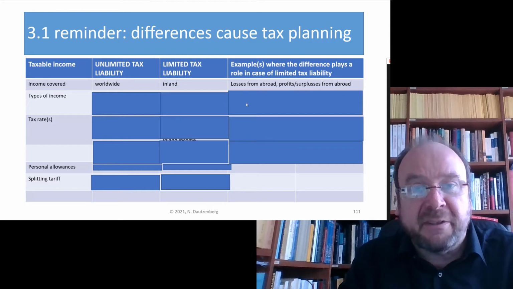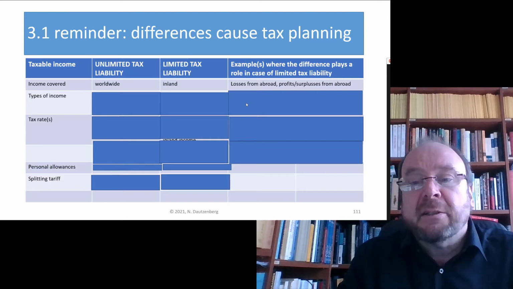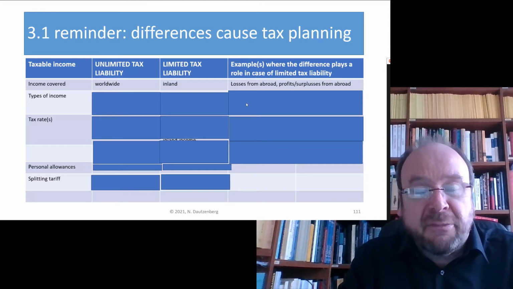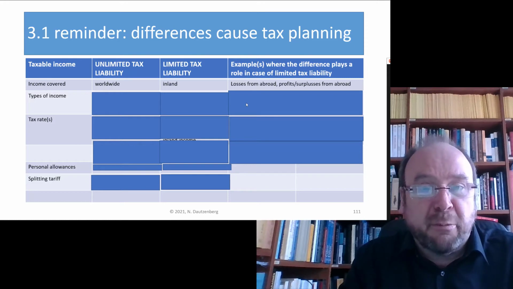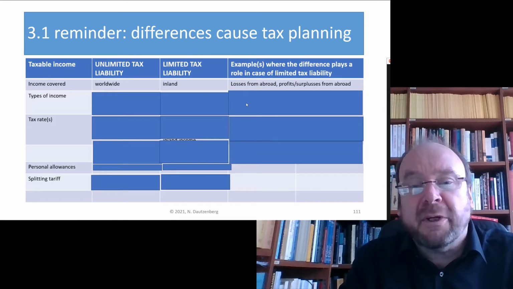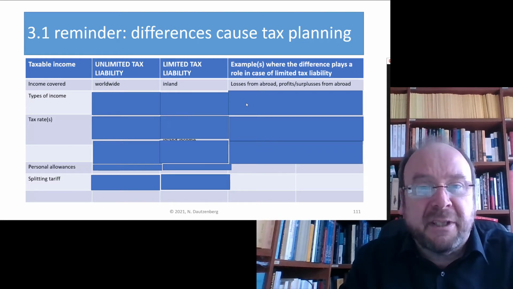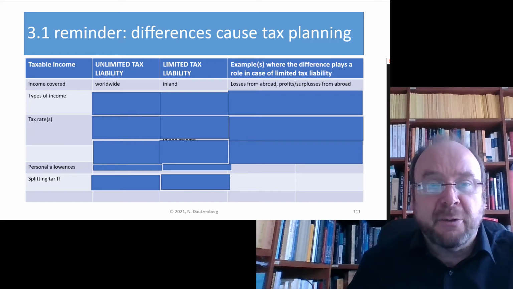Then differences may also lie in losses from abroad. If we have an unlimited tax liability, losses from abroad might qualify as a part of our worldwide income. Profits and surpluses from abroad too, but that now depends on what we have. If we have profits from abroad, we would like to get them ignored. And if we have losses from abroad, we would like to get them included into our taxable income in the inland. So the situation is different.